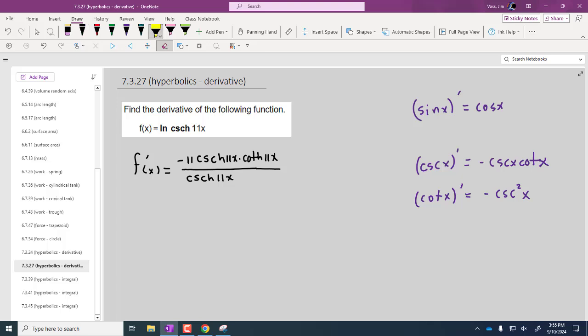So here's an example of simplification you should absolutely do. And so this is all going to turn into minus 11 coth 11x. What's the derivative of tangent? Secant squared.